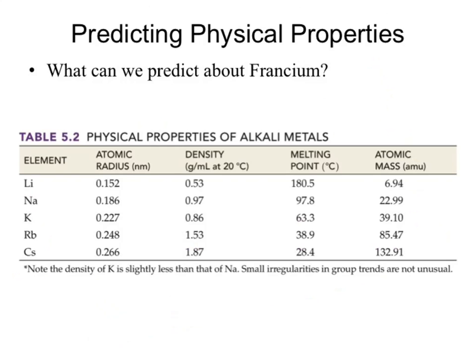It's not between cesium and rubidium. It's lower than that on the periodic table. Okay, so if we were going to put in a column or an extra row here at the bottom, we could put in francium. What would we predict for our atomic radius? It should be bigger than 0.266 because it's lower than cesium. How much bigger should we do it?